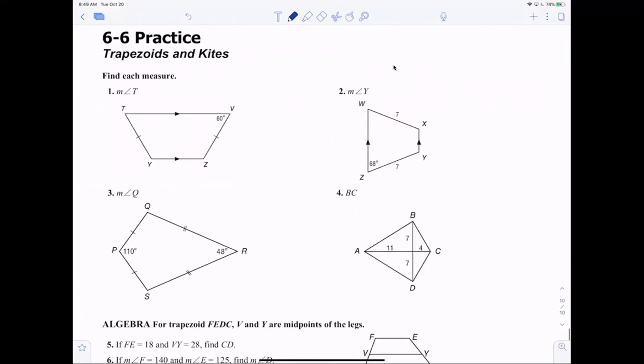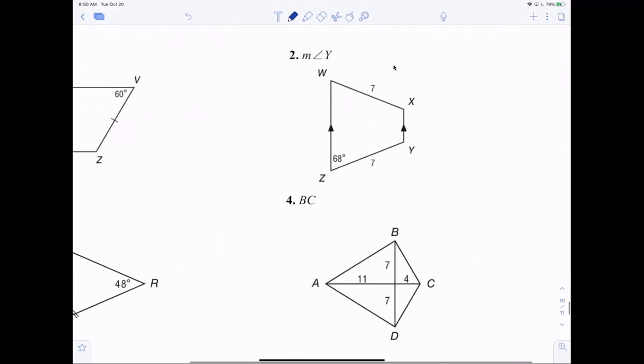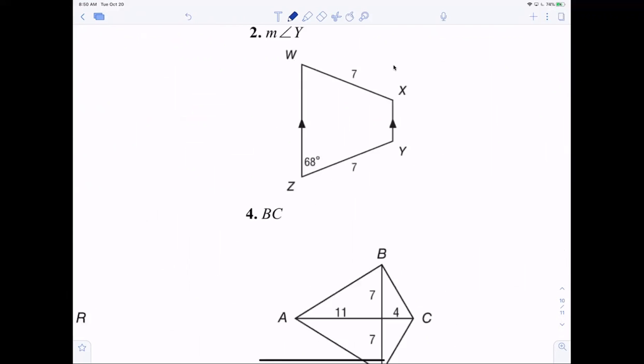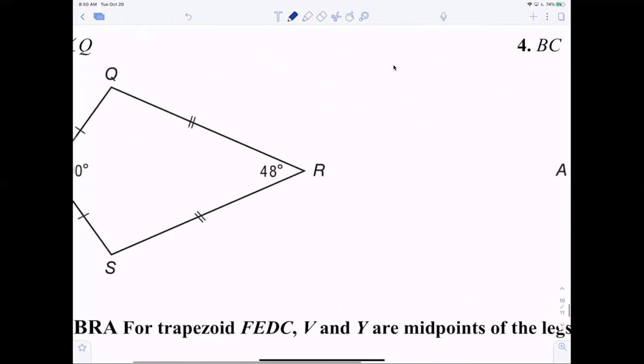Let's look at this last page. All right, let's get this done. Measure of angle T is what? 60 degrees. Number 2, Y. 112. Now remember, you have to tell me why it's 112, right? Some of you are just writing down 112. It's not doing any good. You have to make sure you know why it's 112. Don't just write it in there.